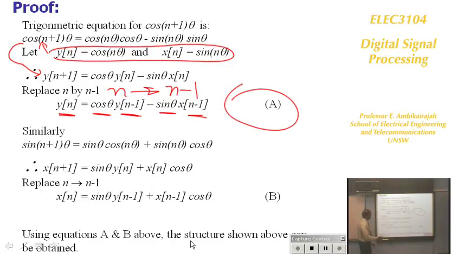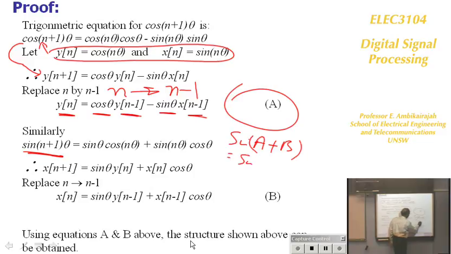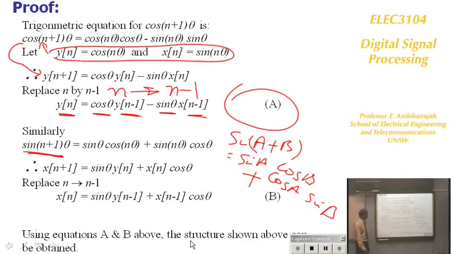Now similarly, I start with another trigonometric equation, which is sine of A plus B. Sine A plus B is sine A cos B plus cos A sine B. Correct? And that's the equation. I've done it.